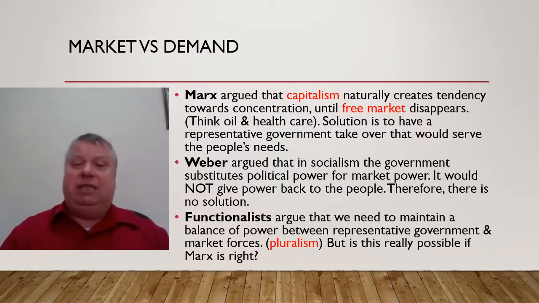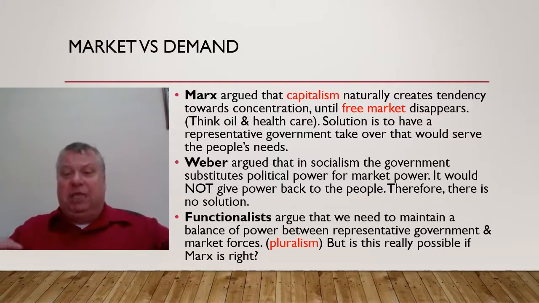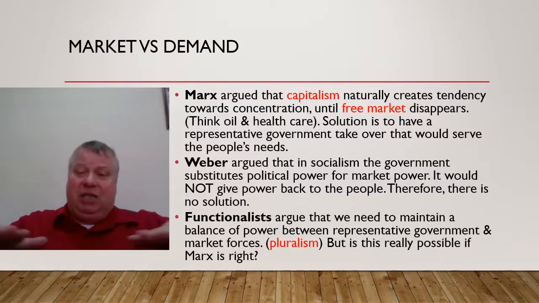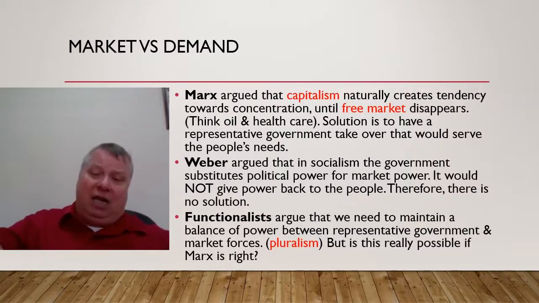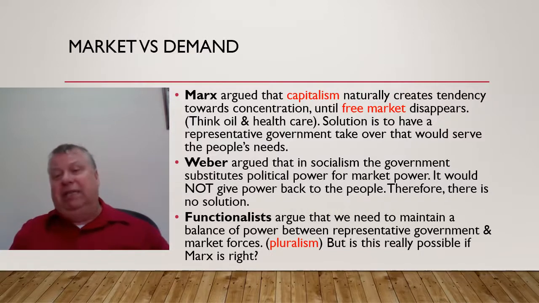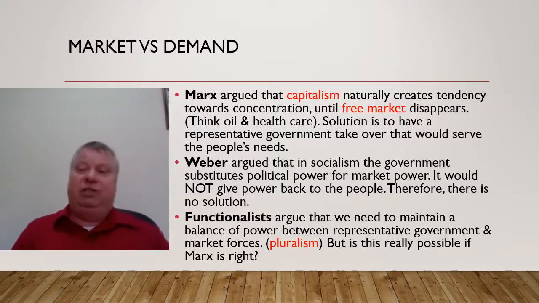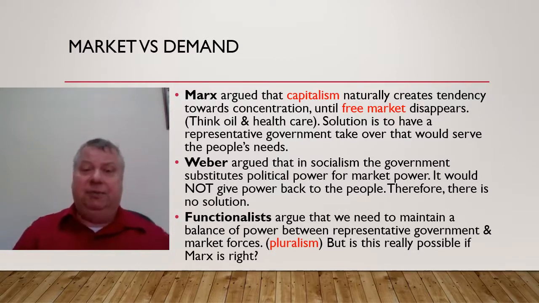And of course, functionalists tend to argue that as long as we maintain a balance between representative government and market forces, in other words, what they call pluralism, we have a government, we have a market system, and as long as they have more or less equal powers, this will maintain a balance, and hopefully you'll have a balance of inequality and a balance of production, right? But is that really possible? How do we control the potential towards monopolization? How do we manage the levels of inequality in society?